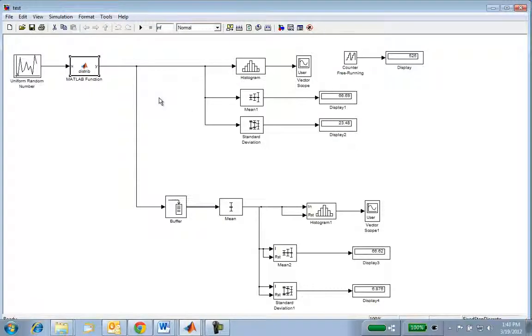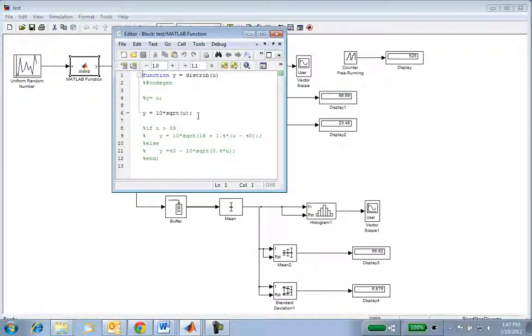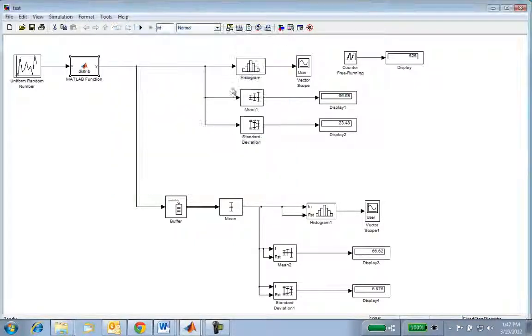So in this model, what I'm going to do is use a slightly different underlying distribution. Let's open here. In this function, which did nothing before, I'm taking the uniform random numbers, square rooting them, and multiplying them by 10. I happen to know that this will give me a triangular distribution. So why don't we run the simulation and have a look?